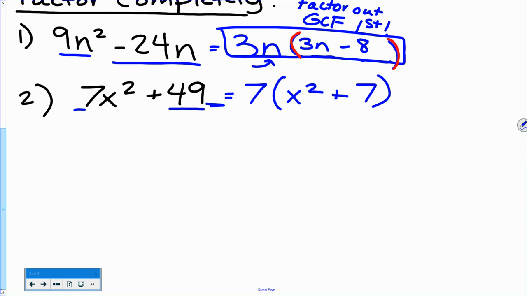All right, you can always double check. If I distribute this back through, I should get what I started. So factoring is just putting it in another form. It's not changing the value of anything that we had before. Okay?